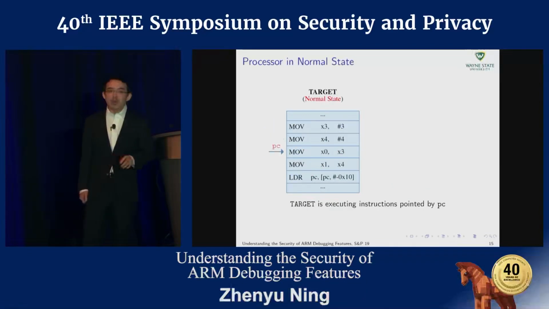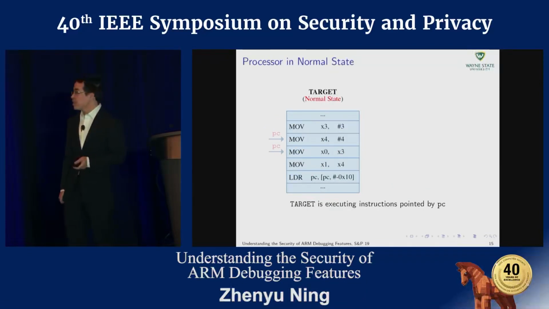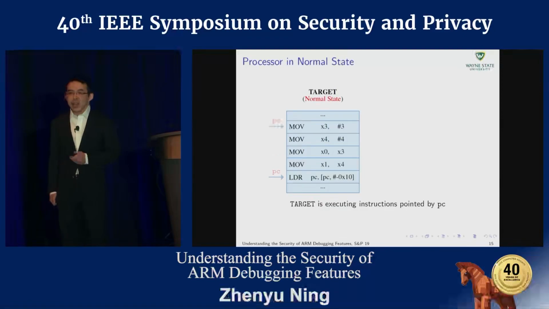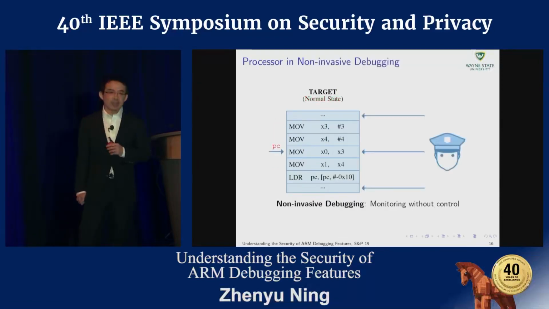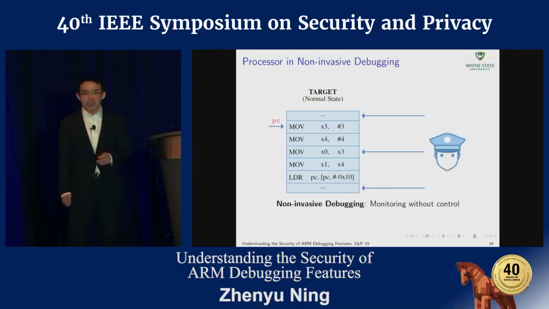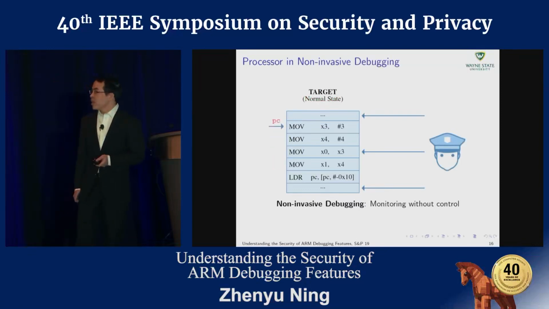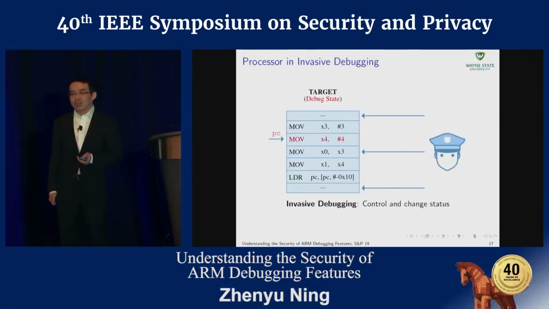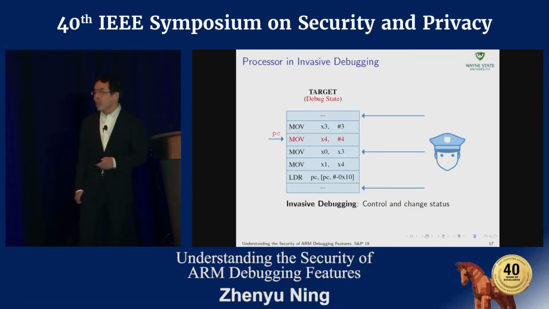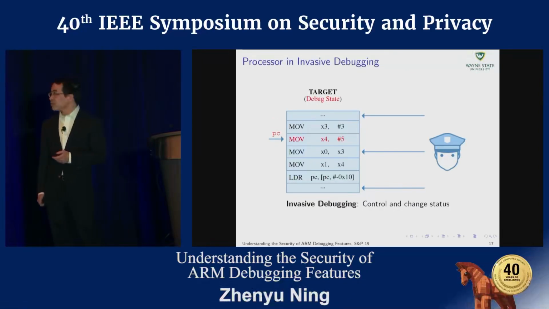As we know, when the processor is running in the normal state, the processor will continue executing the instructions pointed to by the program counter. If we use non-invasive debugging, we are trying to monitor the status of the processor without any control. And if we use invasive debugging, we are trying to pause the processor to make it run in the debug state. After that, we can change the status of the system.